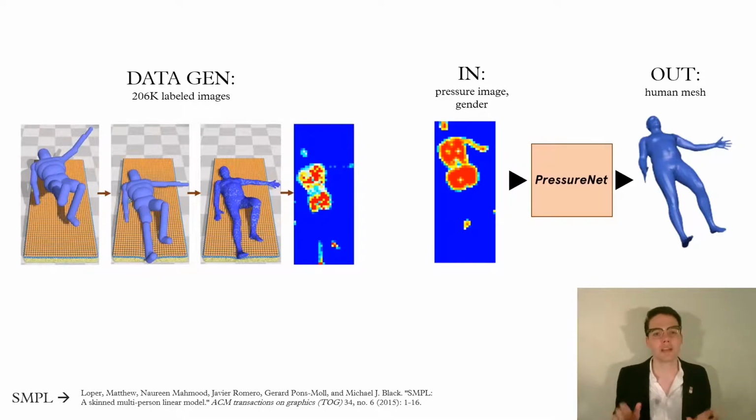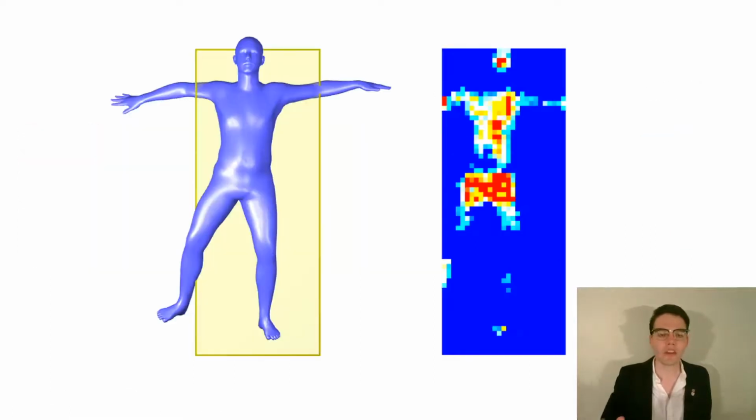Our work has two main steps. First, we generate a large set of synthetic data, and then we use that to train a deep network to infer human mesh from a pressure image. We use the SMPL human parametric model to do this. Our objective in simulation is to obtain a large set of resting poses coupled with synthetic pressure images of sufficient fidelity to train a model for use on real data.